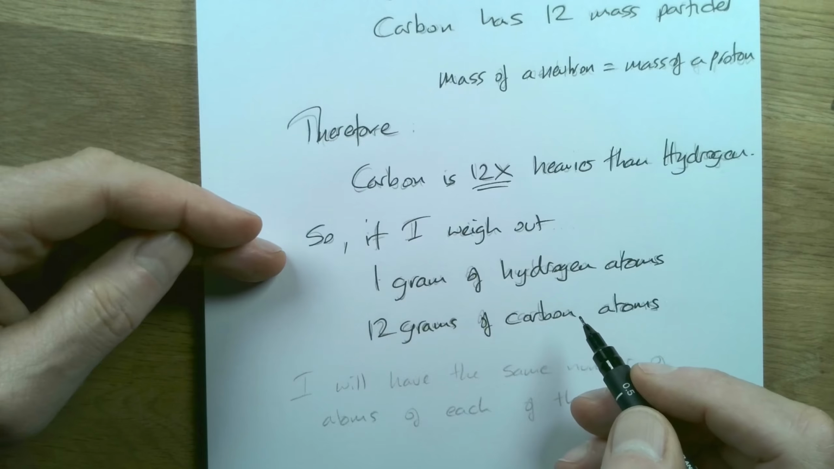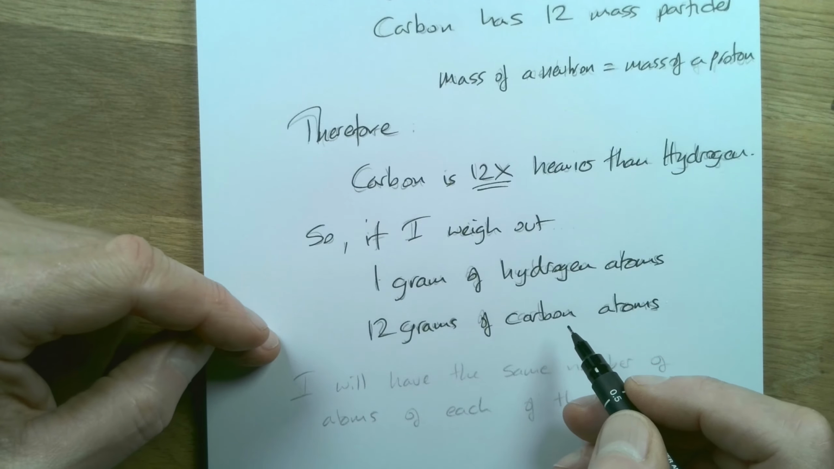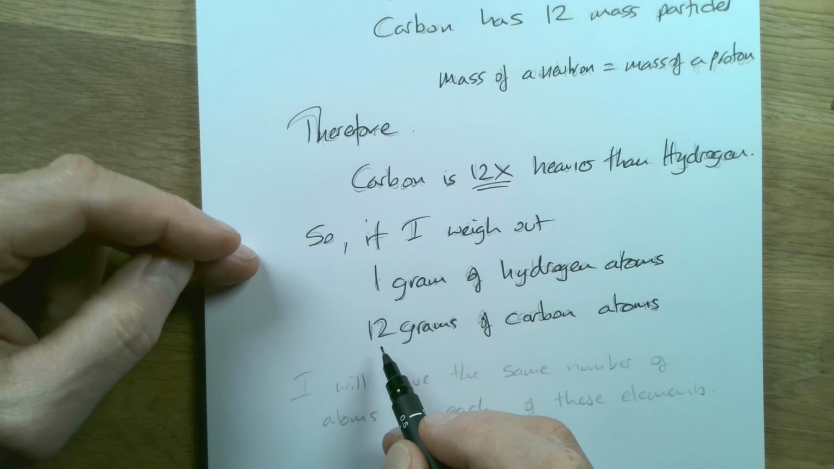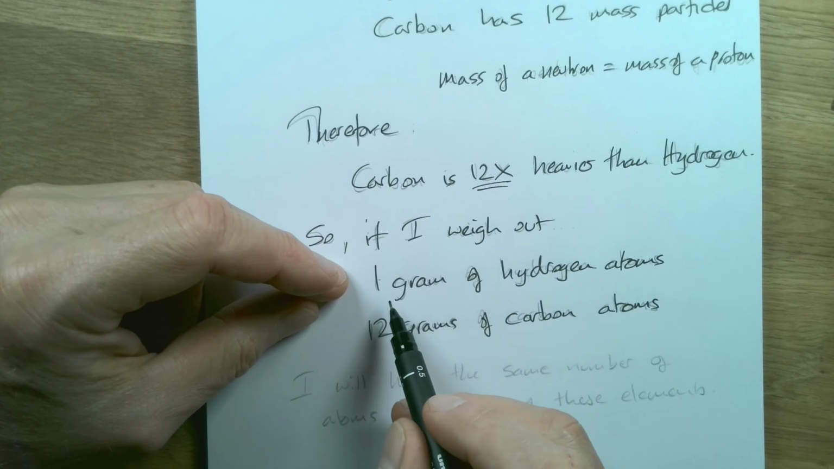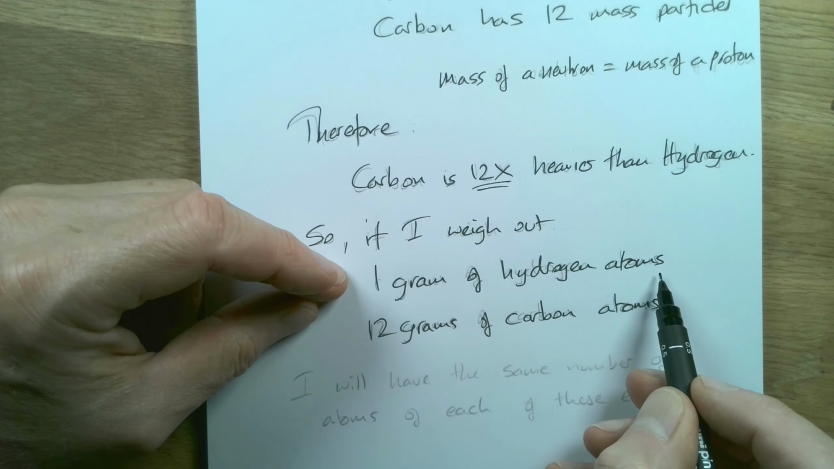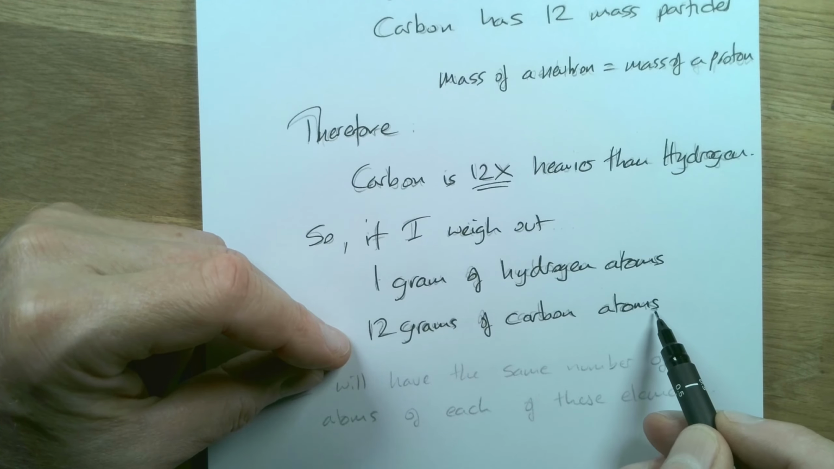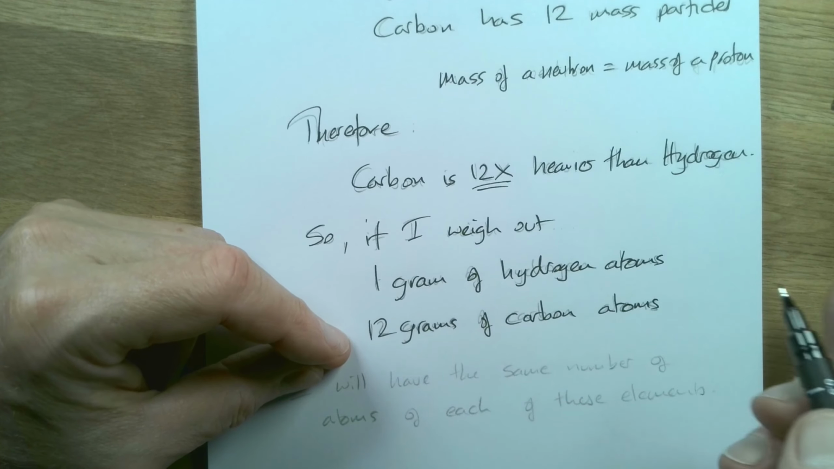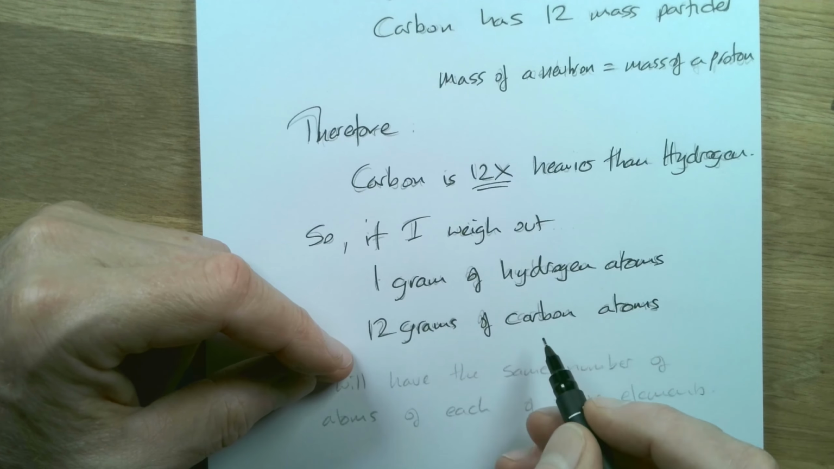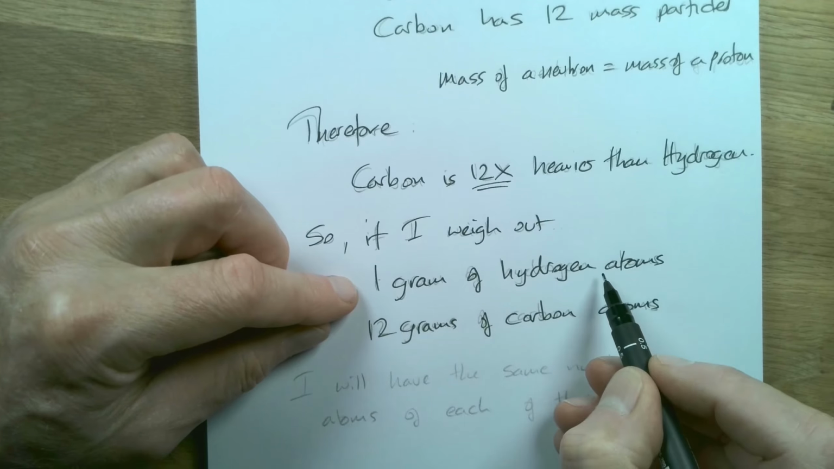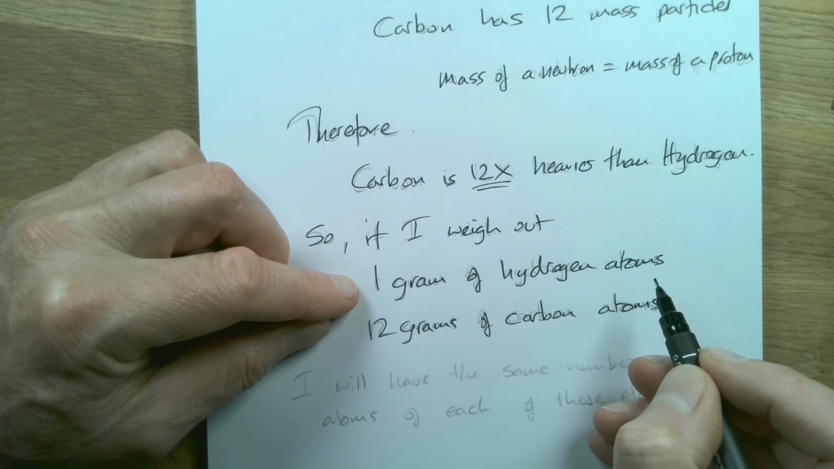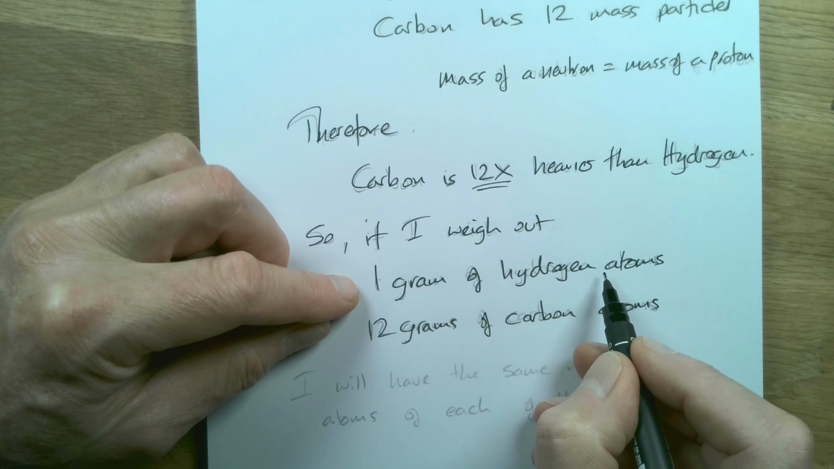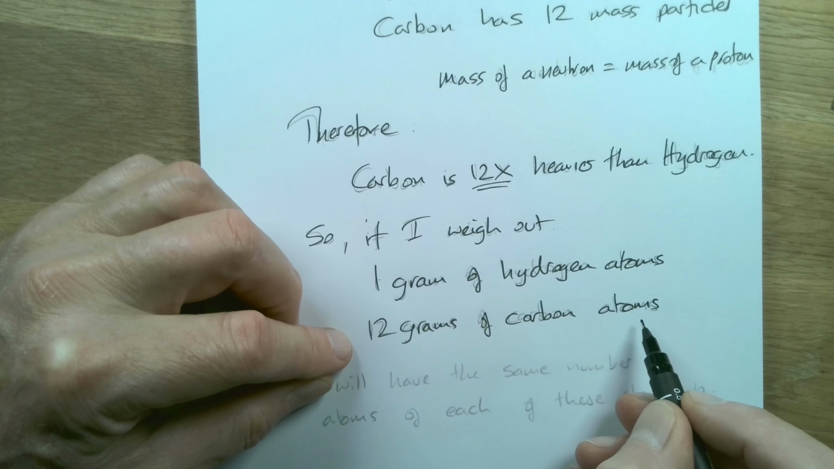So if I take 1 hydrogen atom and 1 carbon atom, the carbon atom is 12 times heavier than the hydrogen atom, right? So if I take 1 gram of hydrogen atoms and 12 grams of carbon atoms, they'll have the same number of atoms in each sample. Or to put it another way, if I take 1 gram of hydrogen atoms, how many grams of carbon atoms do I need to weigh out to get the same number of atoms as I have in that 1 gram of hydrogen atoms? And the answer is 12 grams of carbon atoms.